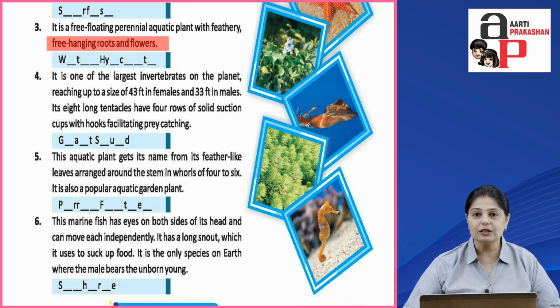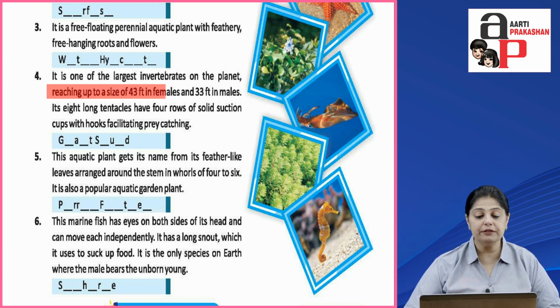It is a free-floating perennial aquatic plant with feathery, free-hanging roots and flowers. What is it? It is called water hyacinth. W-A-T-E-R H-Y-A-C-I-N-T-H. Water hyacinth.